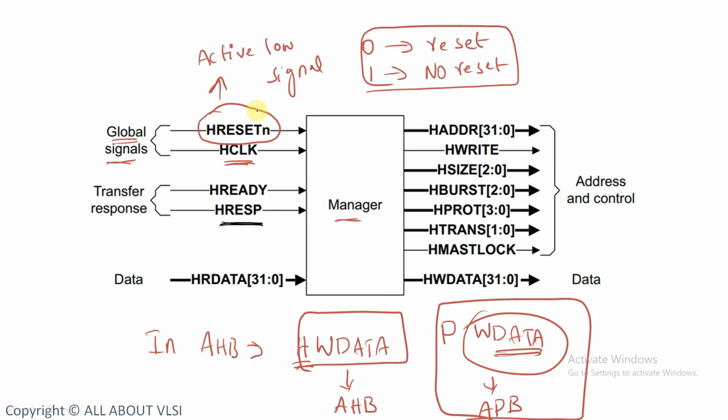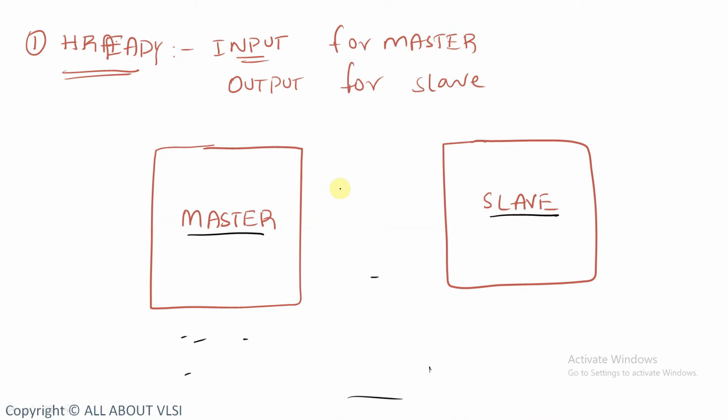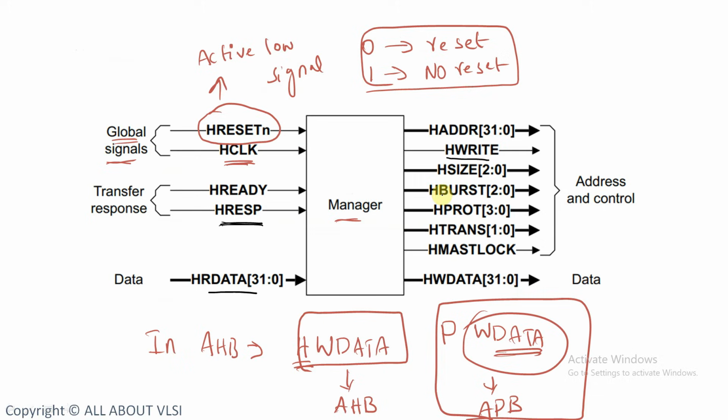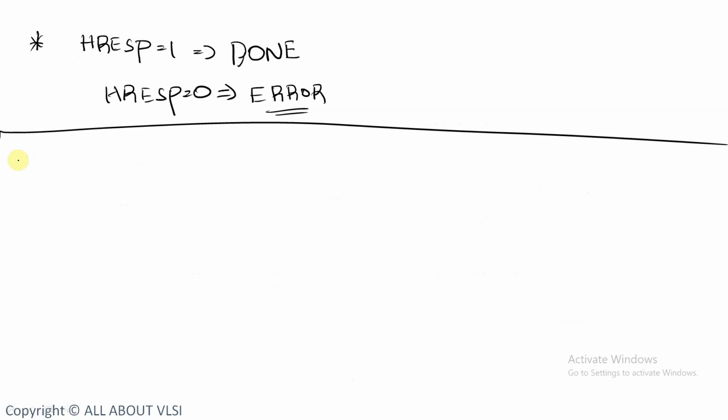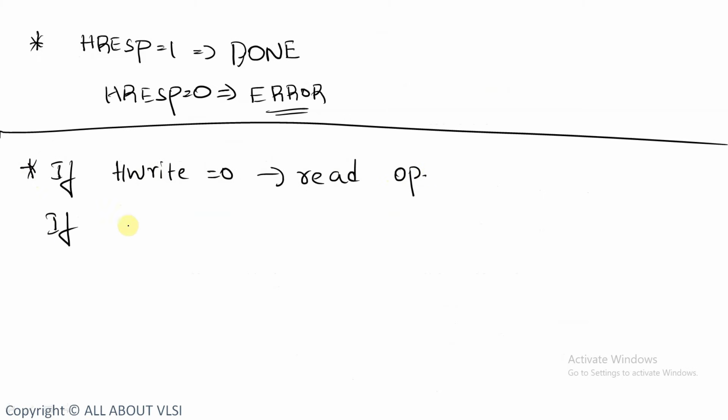And coming to the HRData signal. Before discussing this HRData signal, let us first discuss the HWrite signal. This HWrite signal is going to decide whether the transaction happening is a read transaction or a write transaction. If HWrite is equal to 0, it is a read operation, and if HWrite is equal to 1, it is a write operation.